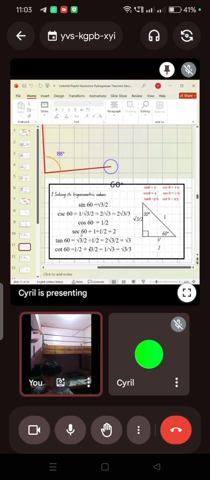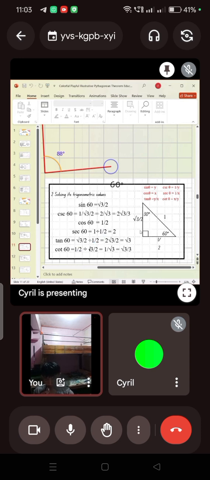Next, we move on to tangent. For tangent, we divide y over x. So in this example, you can see square root of 3 over 2 divided by 1 half, which equals 2 square root of 3 over 2, which in turn becomes square root of 3.